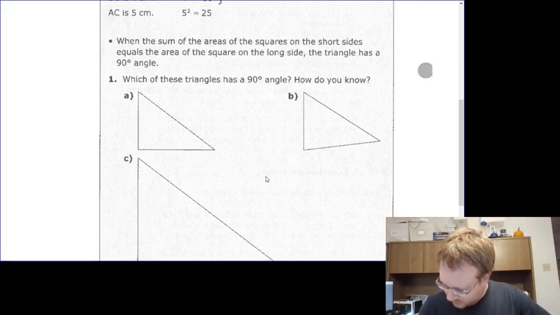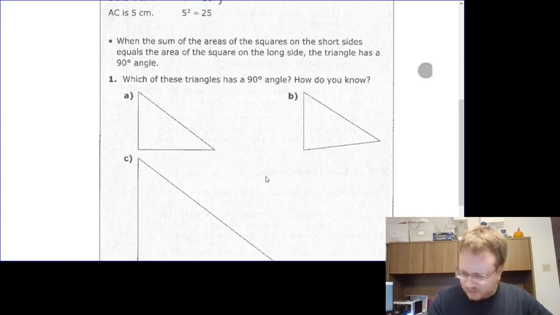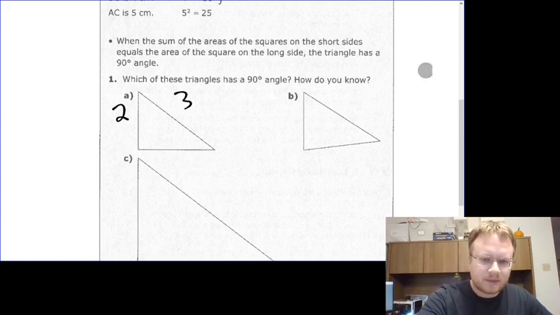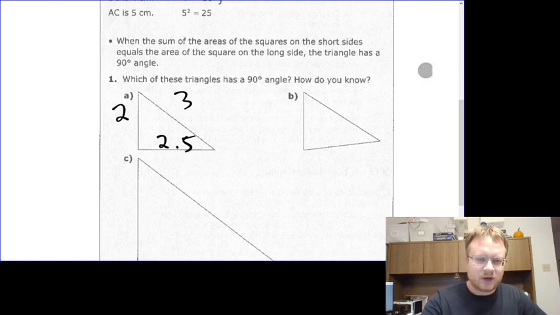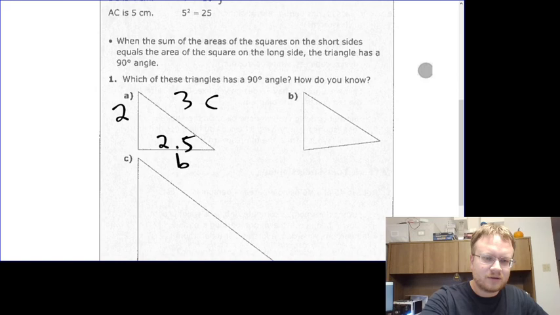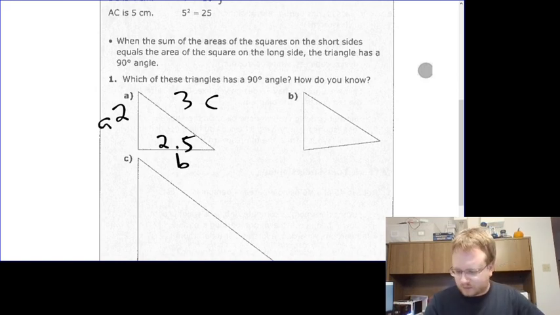So let's take a look at our first triangle here. And I've measured the sides previously. So this side has a length of 2. This side has a length of 3. And this side has a length of 2.5. Let's label the sides of our triangle. C for the longest side, B for the base, and A for the other side.